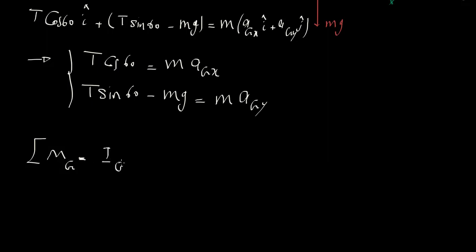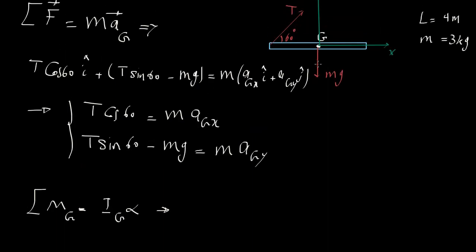So sigma M is equal to I_G alpha. Here, around the center of mass, the moment of the gravity force would be equal to 0 because it is passing through that point, and we only need to calculate the moment of this. And here I do it with a vector notation so that you can see how we can write that down.